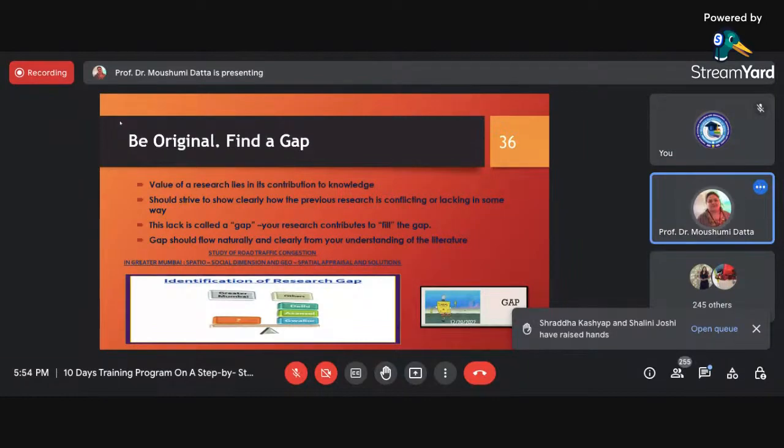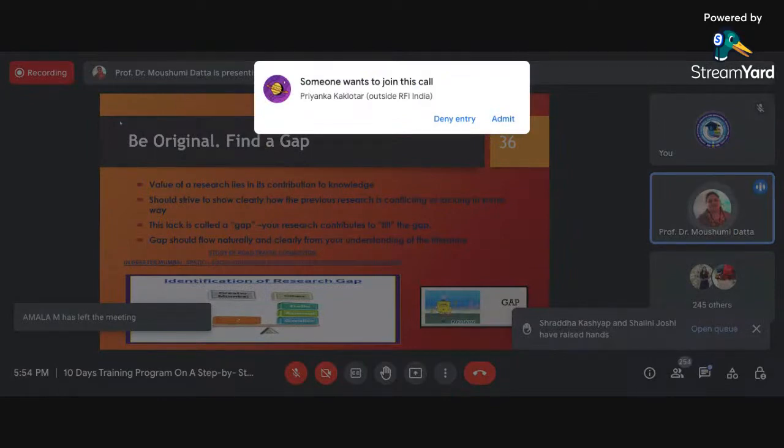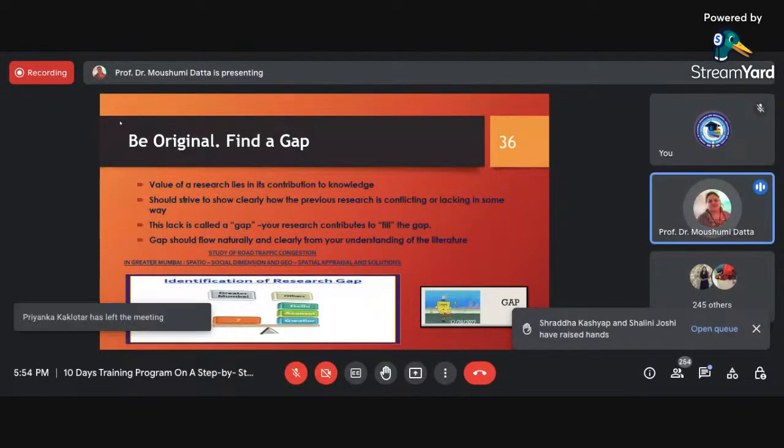So friends, if you want to do very good research, you will have to do your literature review. Take, for example, you want to study the traffic problems in Mumbai. You search different books and you find that there have been a lot of studies about traffic problems in Gwalior, in Asansol, in Delhi. But no one has studied traffic problems in Mumbai.